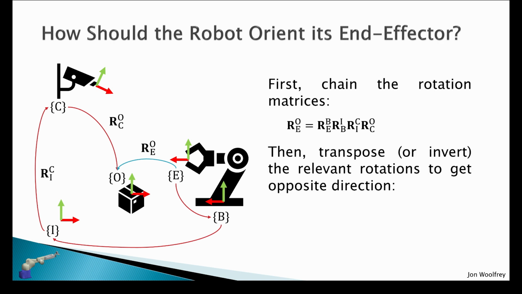Then we just need to transpose or invert the relevant rotations to get the opposite direction. So notice that we have end effector to base, which is just base to end effector transposed. And base to inertial is just inertial to base transposed.